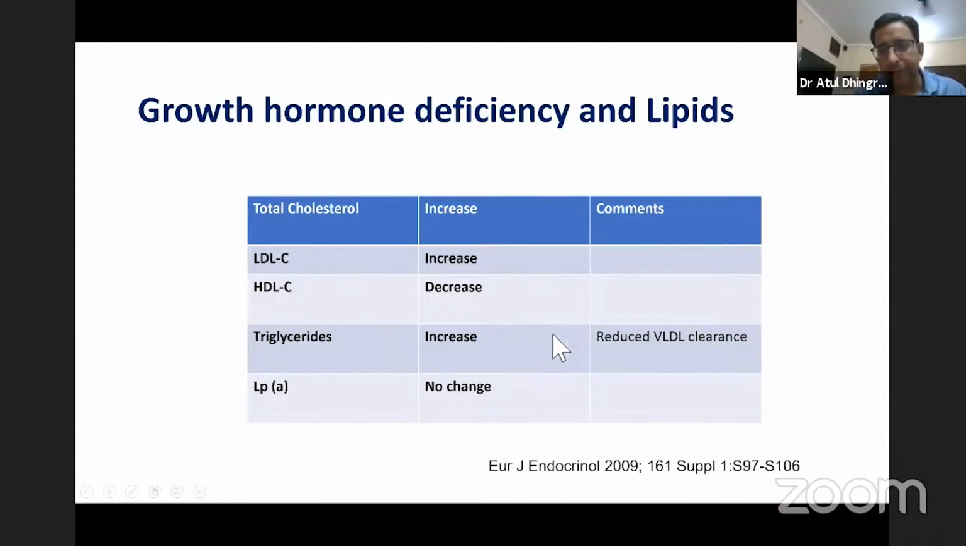So if we talk about growth hormone deficiency, the major thing that is seen is an increase in triglyceride levels, and this is because of reduced clearance of VLDL because of the effect on lipoprotein lipase, and there is also an increase in LDL cholesterol levels because growth hormone directly affects the LDL receptor protein.